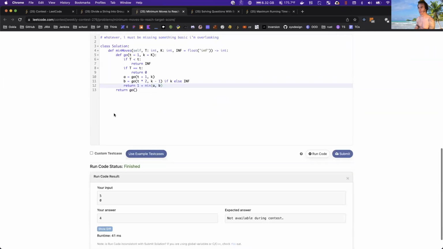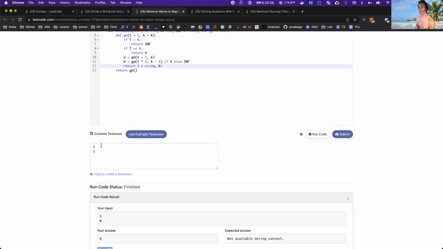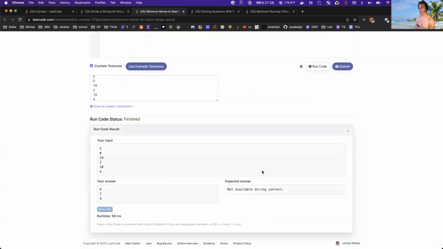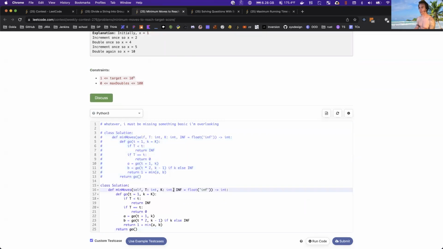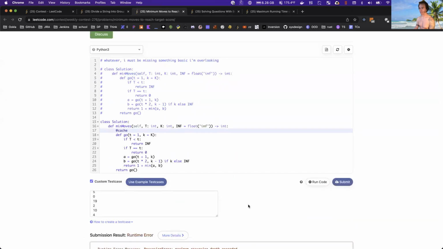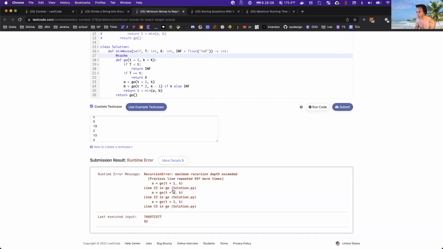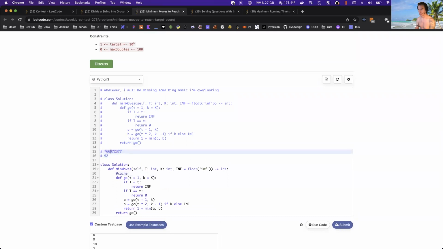Okay, 2 and 19 and 2, 10 and 4. Okay, so those are the correct values. Now I just need to memoize it so I don't TLE on large inputs. And let's see what happens. Oh, maximum recursion depth exceeded. Okay, this is a big number. Yeah, it does go up to a billion, so almost a billion.